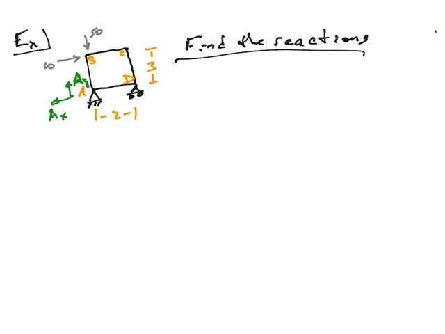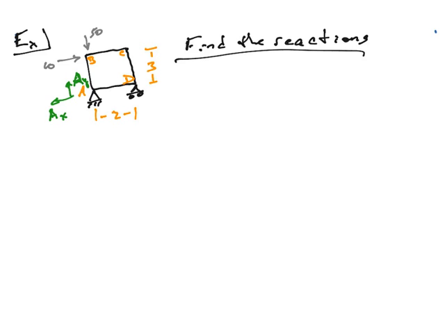Now I'm guessing here that the horizontal one will be to the left because I see that there's one horizontal force that's pushing to the right. So my guess is the support has to pull back to prevent the square from moving to the right. So the reaction is probably to the left. Also, I'm guessing that the vertical reaction will be up because there's the 50 Newton force pushing down. So I think likely the reaction will be up.